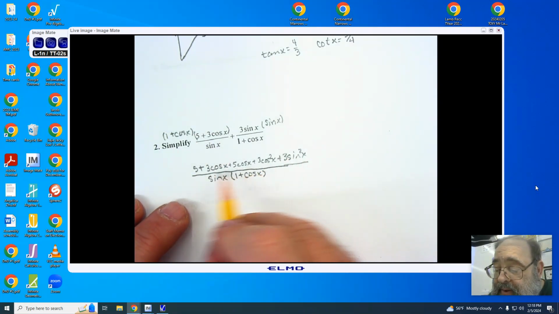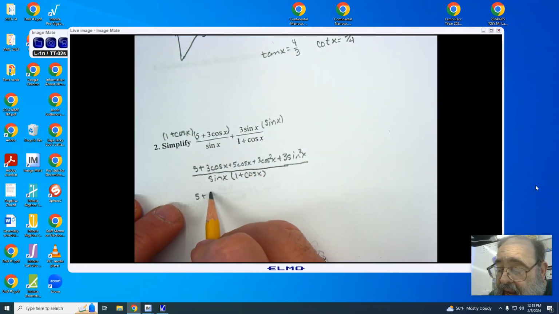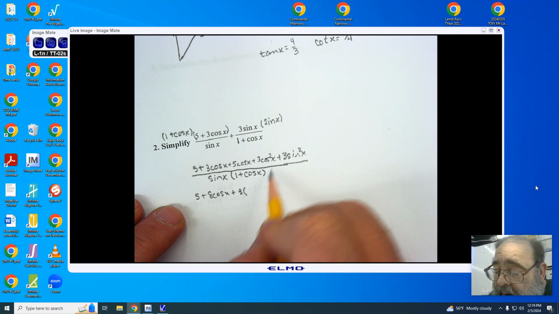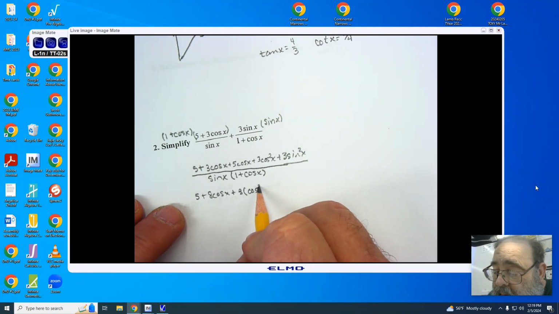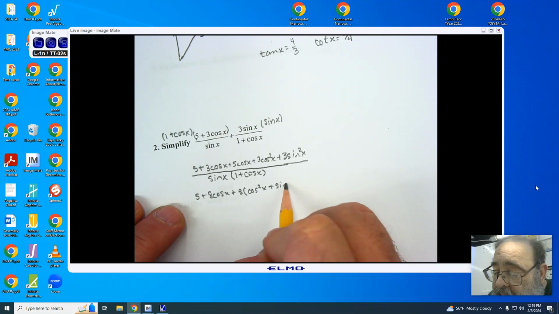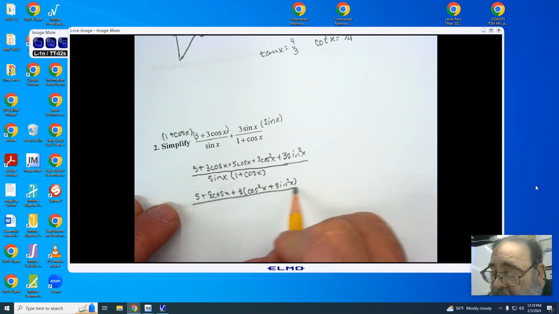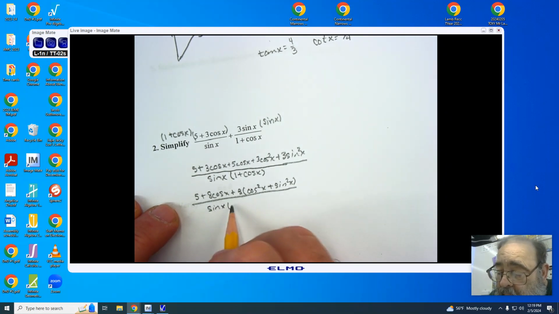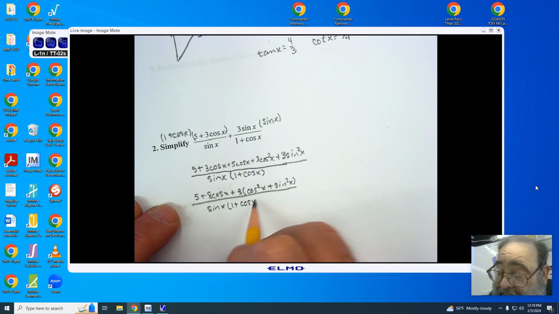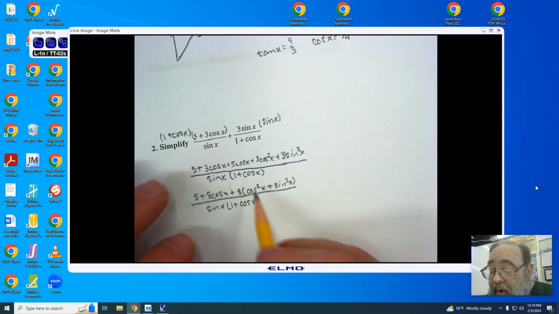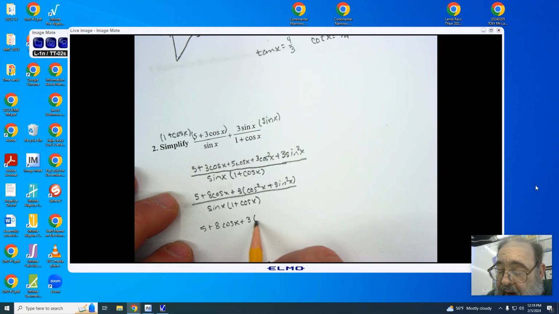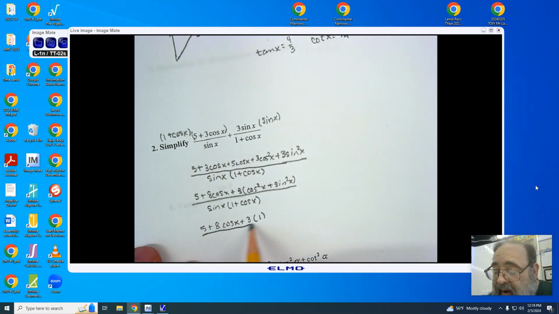Once I have this, I'm going to start adding like terms and get 5 plus 8 cosine of x. This turns out to be 3 when I factor out the cosine squared of x plus sine squared of x. I can see that it's the Pythagorean identity, and as a result, it will be equal to 1. The denominator is still sine of x times 1 plus the cosine of x. And now I'm simply going to multiply and substitute. So 5 plus 8 cosine of x plus 3 times 1, and that'll allow me to add the 5 and the 3 together.